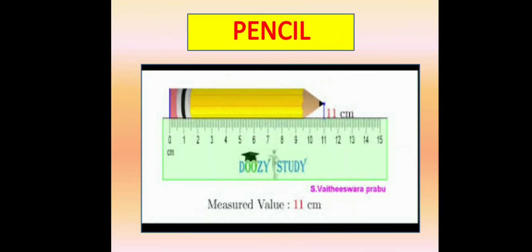First example is pencil and it is measured in centimeter. All of you must have a pencil. So as you see in the picture, to measure the pencil we have to start with 0, not with the initial position. Okay, then the measurement, as you see from the picture, the measurement of this pencil is about 11 centimeter.